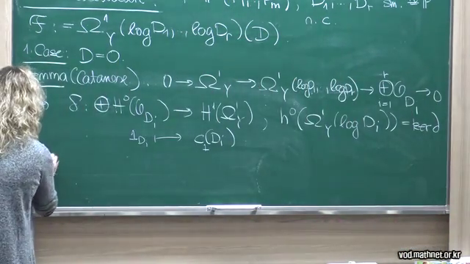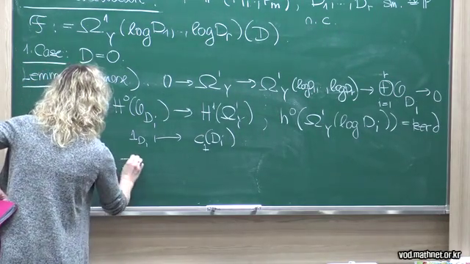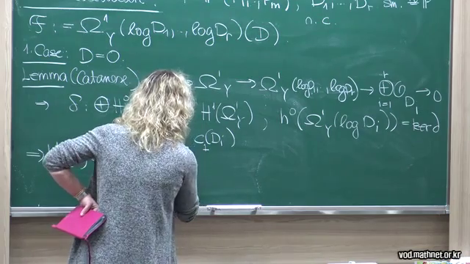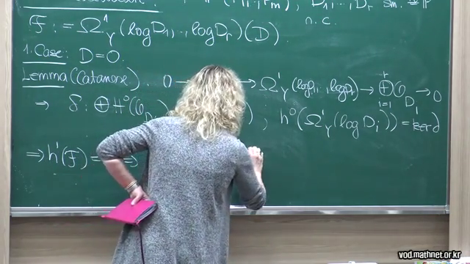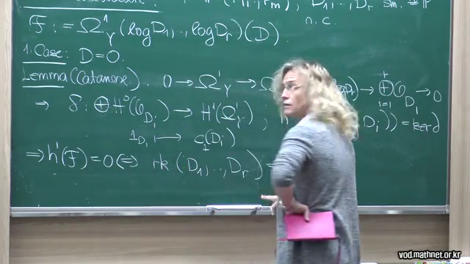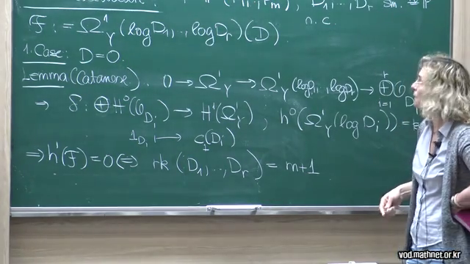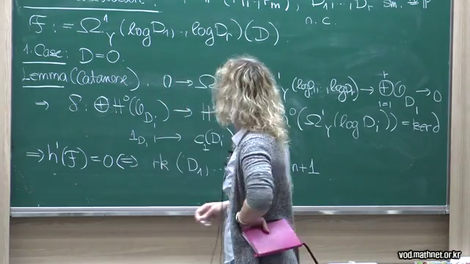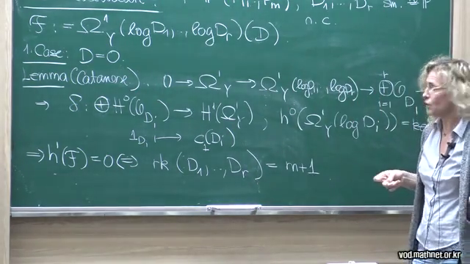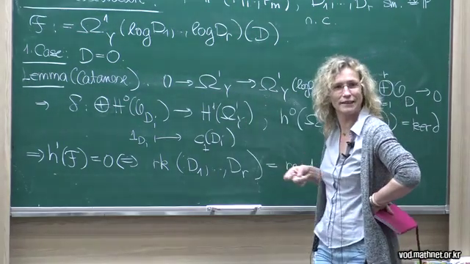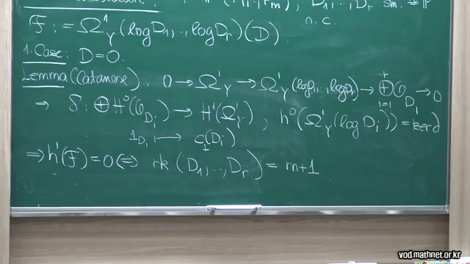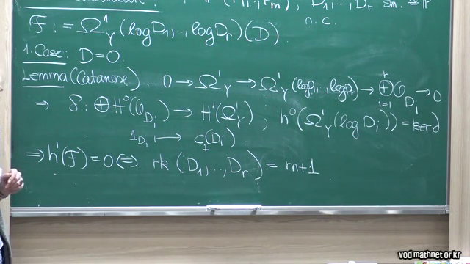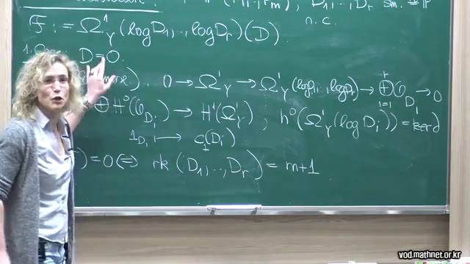So this implies that H¹ of F is 0 if and only if the rank of D_1 to D_r is maximal, m plus 1. So they generate the Picard group. Why H¹ and not H⁰? Because H⁰ is not 0. If this map is surjective, then the next one is injective, and so H¹ is inside H¹ of O_{D_i}, and this is 0. You forgot the twist. I didn't put any twist. I just put D equal to 0.